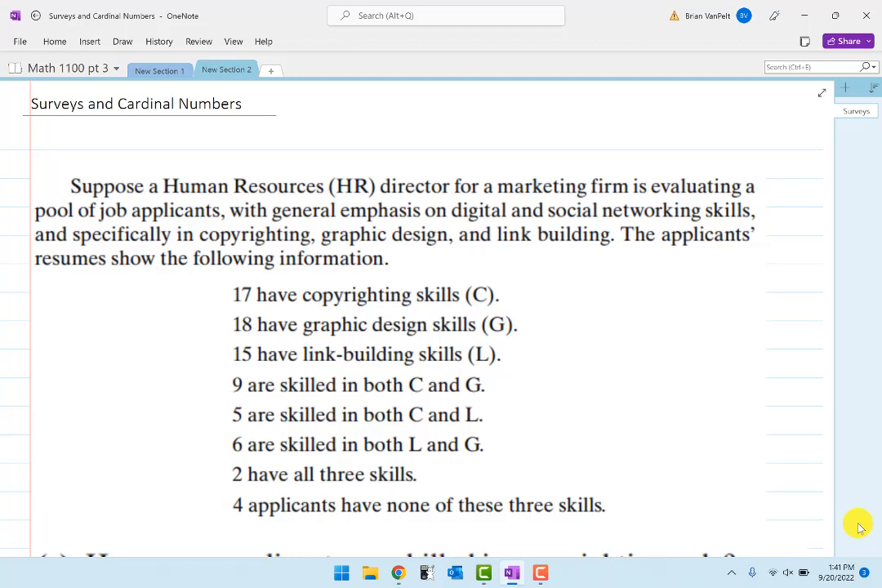All right, what we have here is a collection of data that we've gotten from an employer. And what we want to try to do is figure out how many applicants we have and some other things. What they've done is divided them into three groups: people that have copywriting skills, graphic design skills, and link building skills. So we have C, G, and L as our categories that they're in. And what we want to do is use this information to determine various questions they have afterwards.